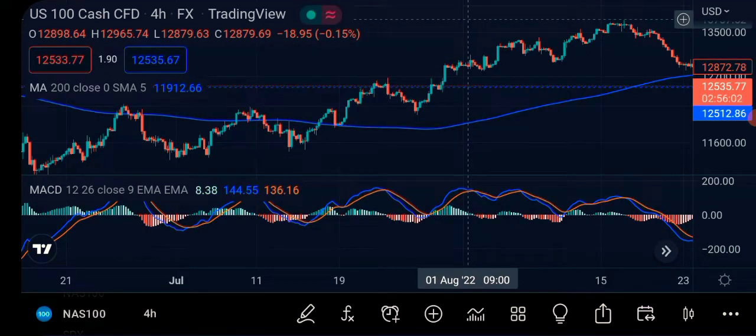So that's how effective and efficient the MACD is.